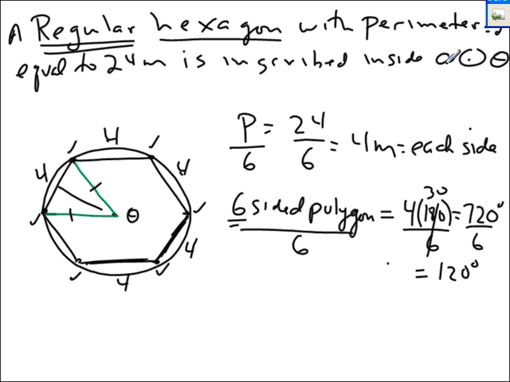But everything is symmetrical. Everything is symmetrical with a regular polygon. That angle is 120 degrees. But you know what? This green line cut it in half. 120 over 2 is 60.